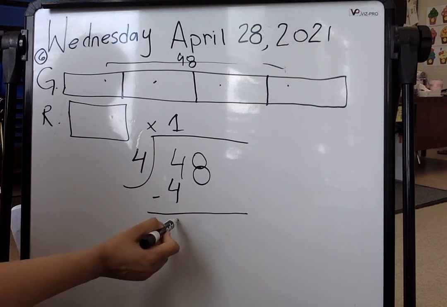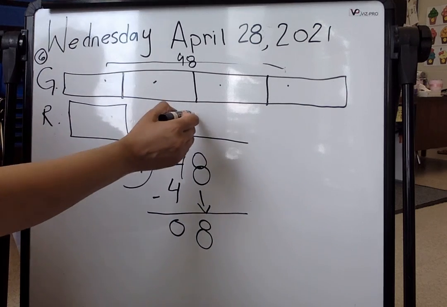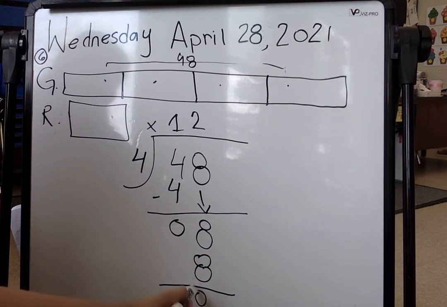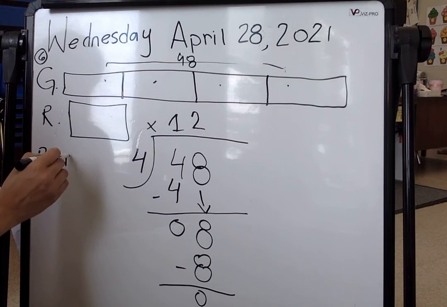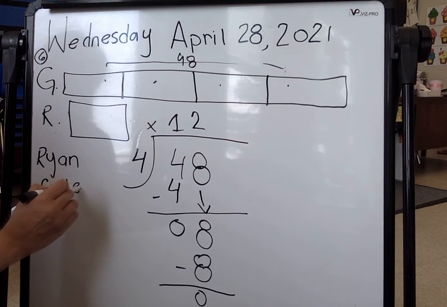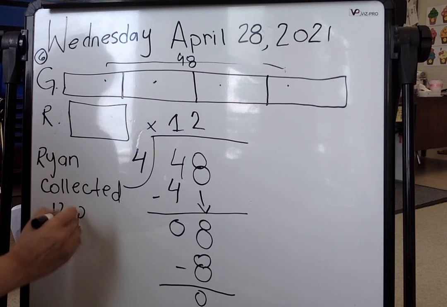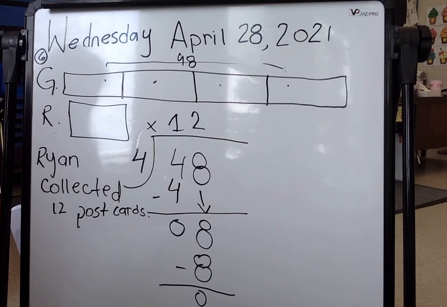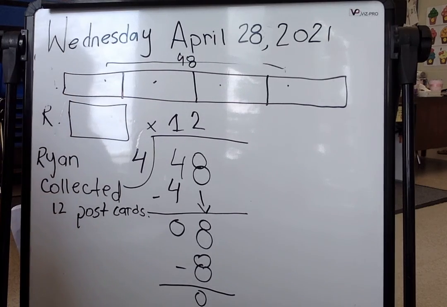And I subtract it. I put a 0. Then I bring my 8 down. And 2 4s give me 8. And I'm left with nothing. So how many did Ryan collect? Ryan collected 12 postcards. Okay, that is question 6 for us. Now let's go ahead and move to question 7.